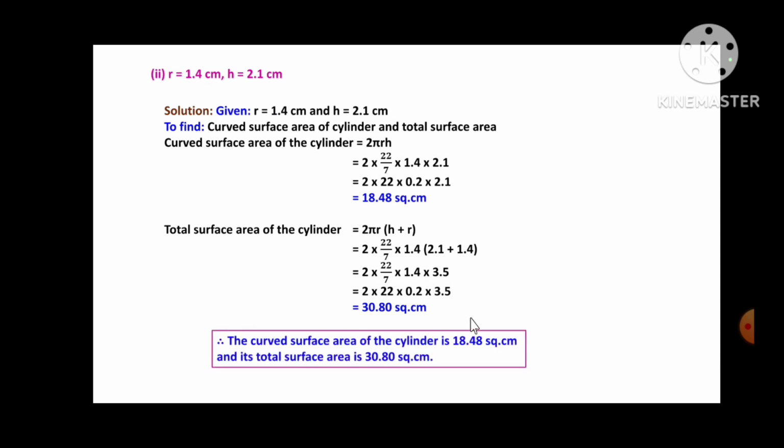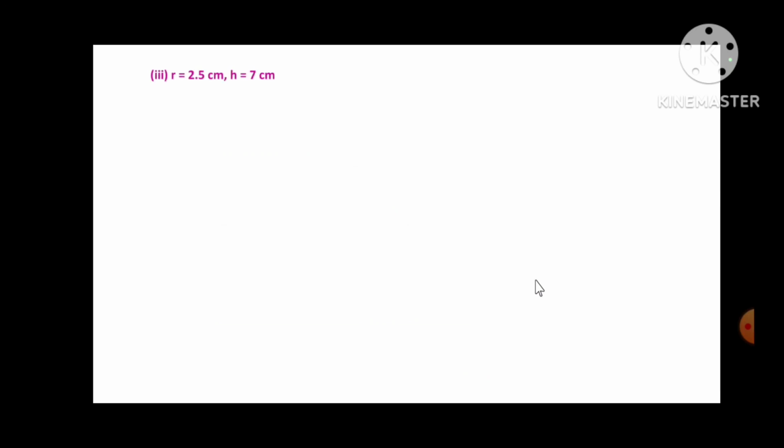centimeter. So in words we can write the curved surface area of the cylinder is 18.48 square centimeter, and that of the total surface area is 30.80 square centimeter. So we'll see the next, third.